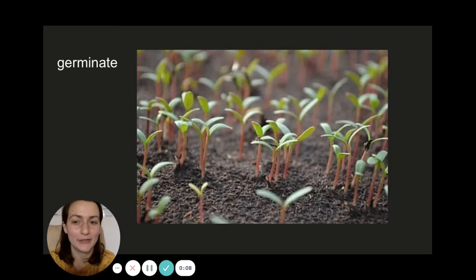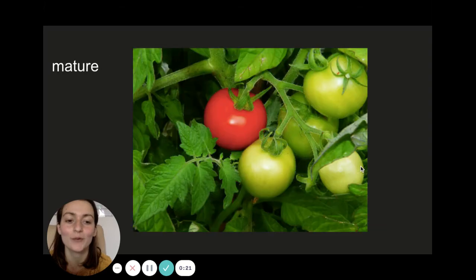Our first vocabulary word is germinate. To germinate is to start to grow. So, like rain would help these little plants start to germinate. See how they're really little? They're starting to grow.